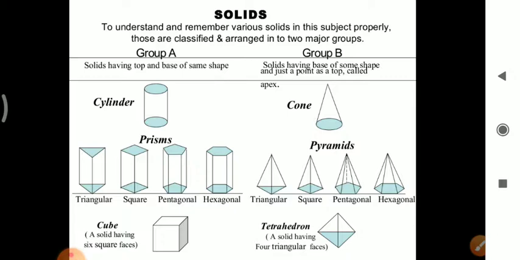Polyhedra: poly means many, so it is bounded by many plane surfaces. If the plane surfaces bounding it are regular, then it is called a regular polyhedra. If the plane surfaces bounding it are random, it is called an irregular polyhedra. In that way the naming is done.